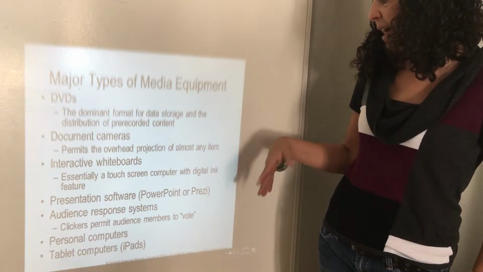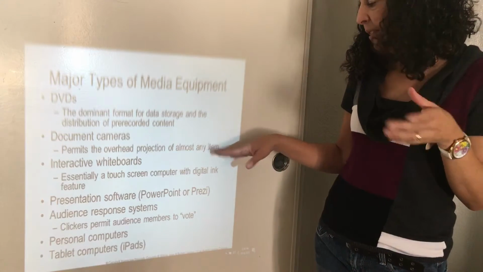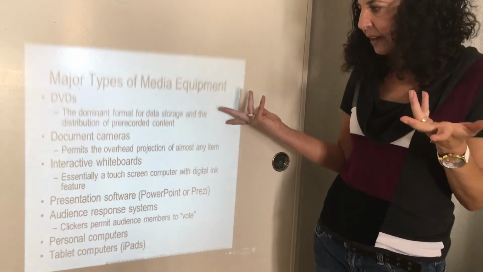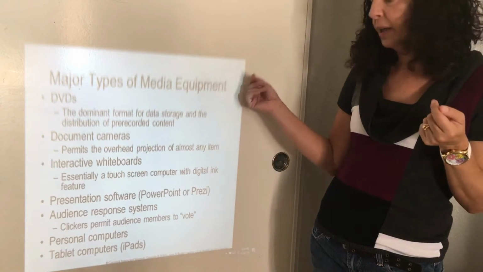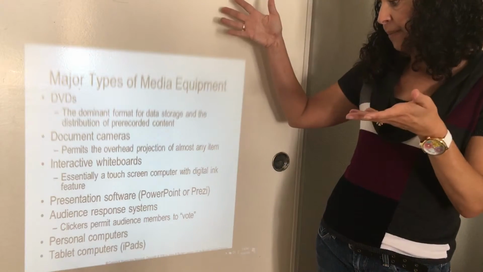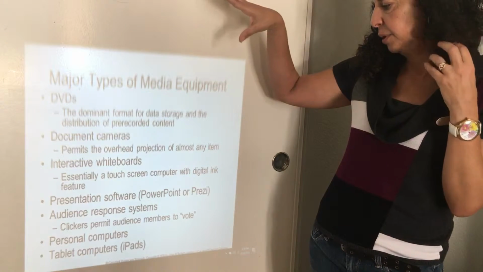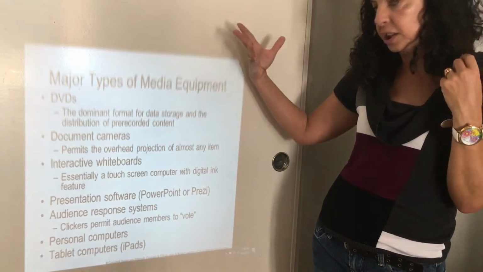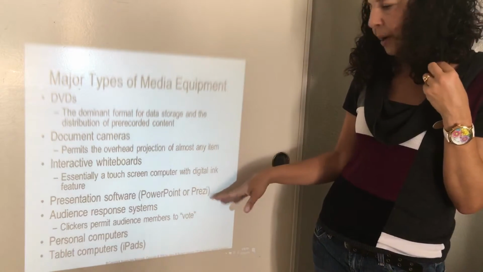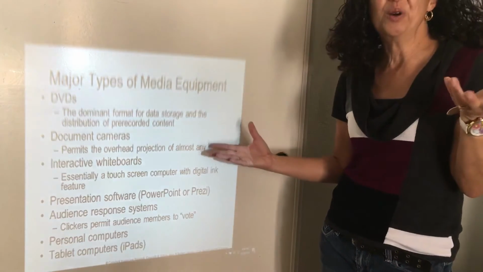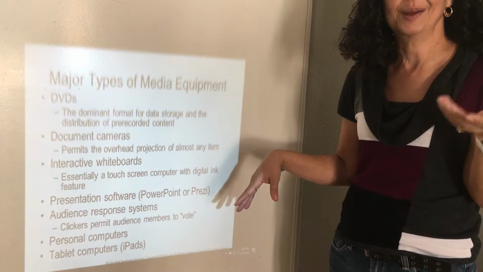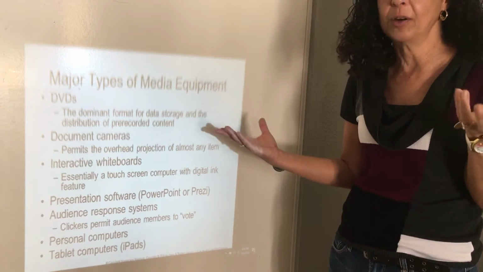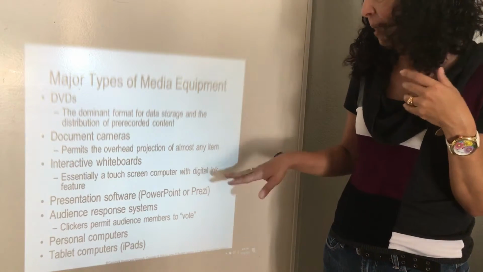Document cameras can permit the overhead projection of an item. Then interactive whiteboards can be either through touchscreen computer or some kind of digital ink. PowerPoint or Prezi. Be careful with both. If you go online, there are great presentations called Death by PowerPoint. So make sure that you keep yours interesting.